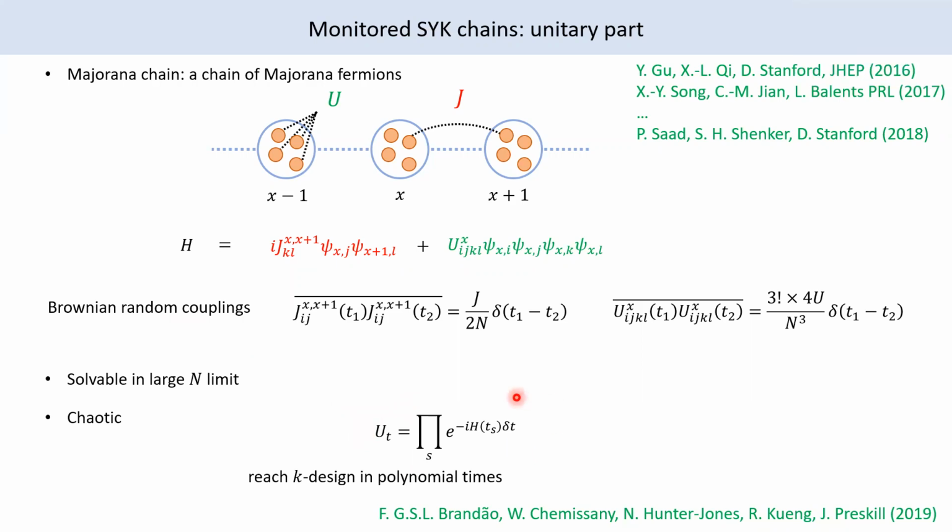Okay, so when you say chaotic, do you mean the spectrum of the eigenvalues is chaotic or something? This is exactly what I mean. So it can reach a k-design in polynomial time. And the consequence of that is you have a volume law state after polynomial time. Okay, thanks.